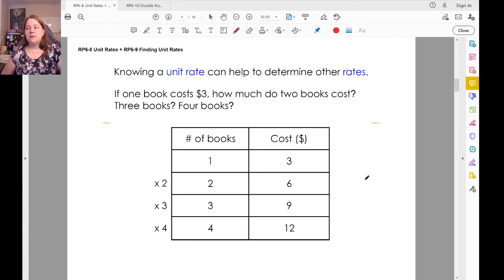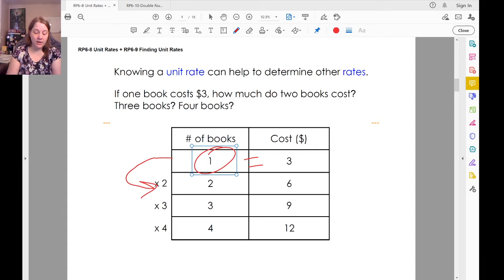Knowing a unit rate can help us to determine other rates. So if 1 book costs $3, we can figure out how much 2 books and 3 books and 4 books cost. So we have our 1 book equals $3. If we want to figure out how much 2 books cost, we're going to multiply the 1 times 2 and the 3 times 2. So 2 books will cost us $6.